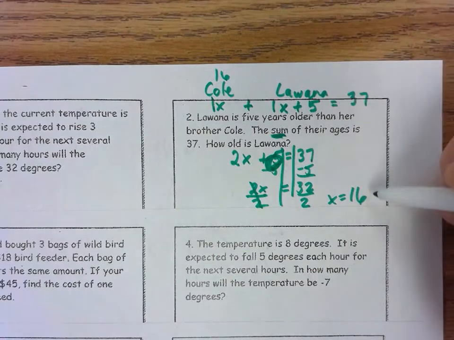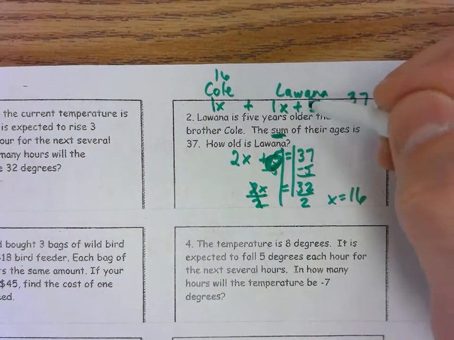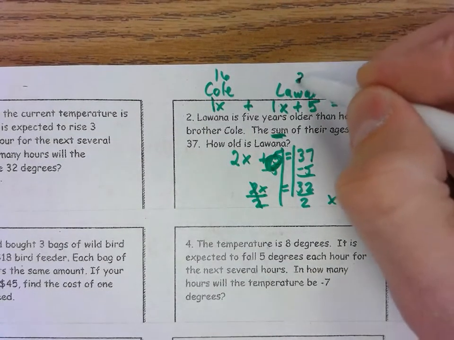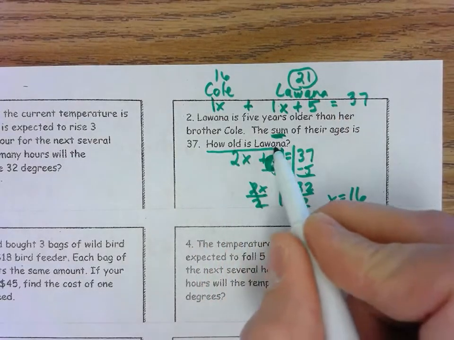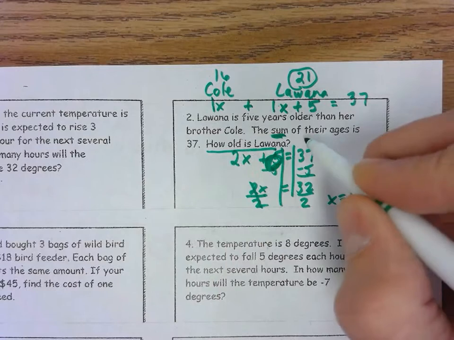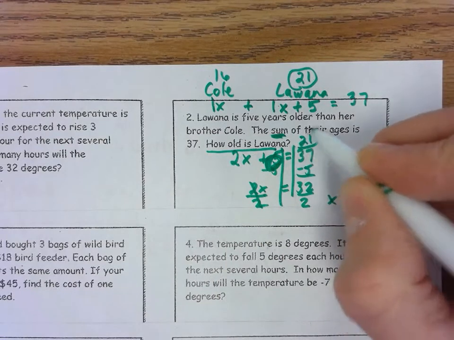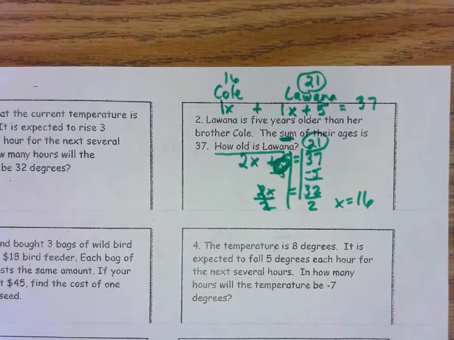Now Luana is 5 years older than that, so that's 16 plus 5. That means Luana is 21. And that's what the question asks: how old is Luana? So Luana is 21 would be the right answer for that particular question.